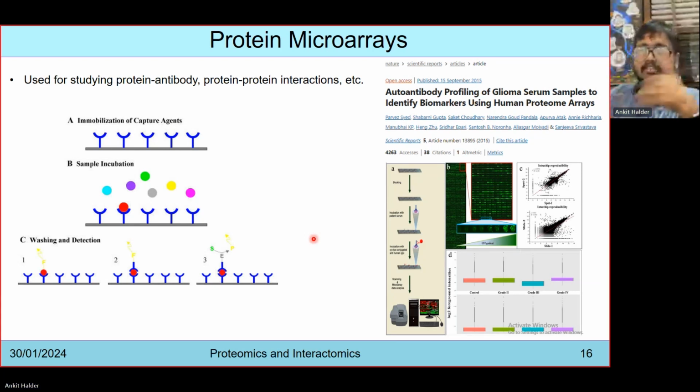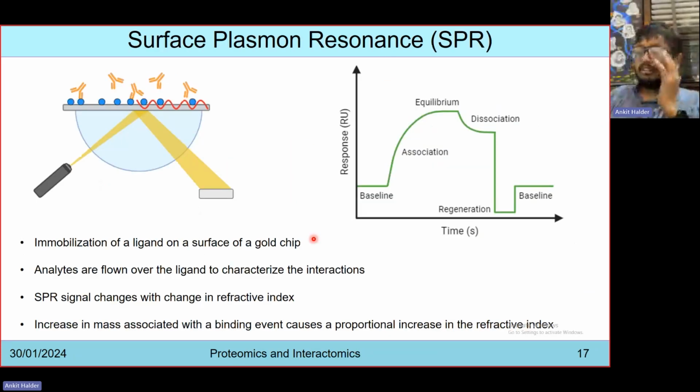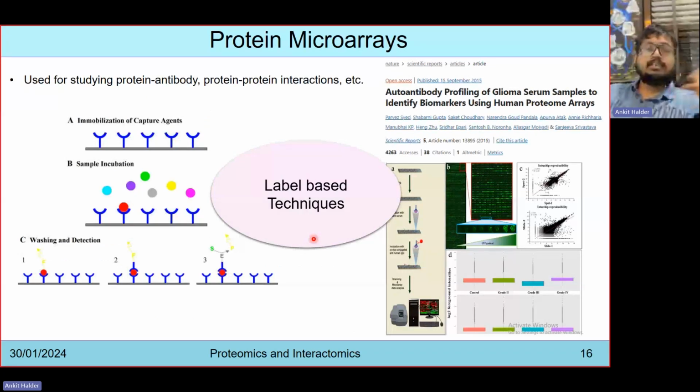and you can find out against which protein which autoantibodies have been generated. That can be an excellent marker to identify which particular proteins and autoantibodies can be used for understanding disease progression and disease states. So this is again a label based technique. Now, in understanding protein interaction also, there are label based techniques and label free techniques.